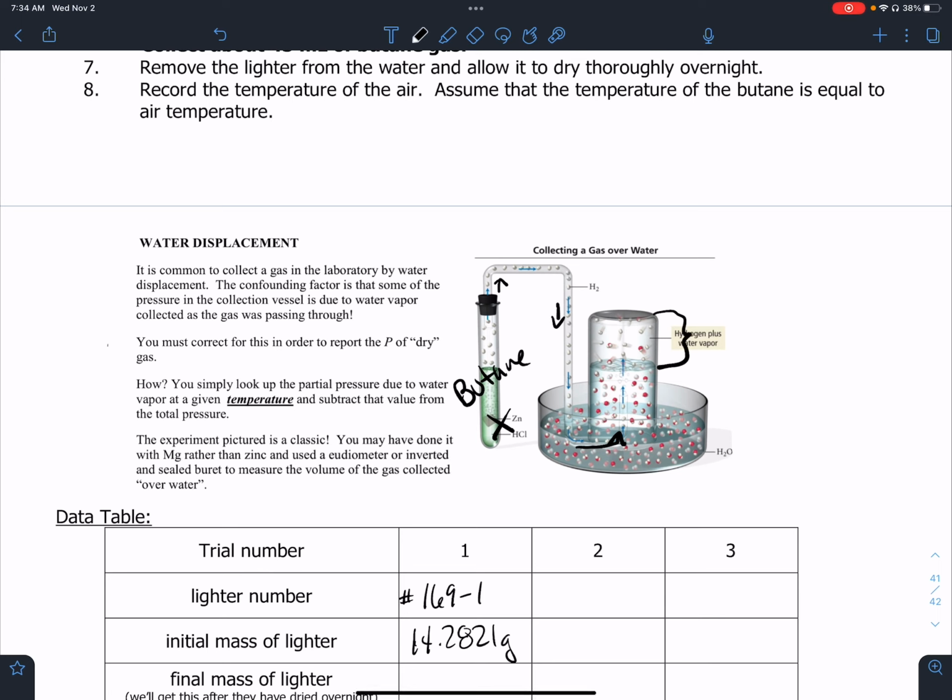The gas that we collected was butane. But since gas is bubbled through water during the collection phase, the sample that we collected also contained water vapor. And so that is something that we have to calculate and subtract from the butane during our calculations. I definitely wanted to point that out to you today. So the gas we captured contained both butane and water vapor.